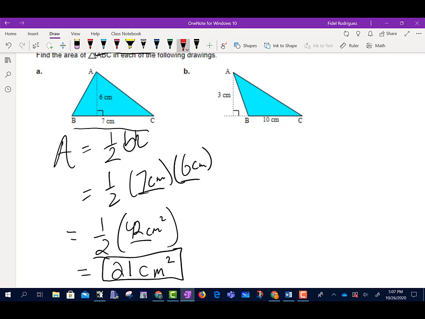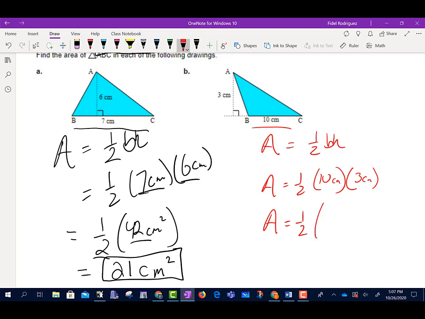Now, let's see if we can find the area of this one. The formula is still the same, 1/2 the base times the height. So 1/2, the base in this case is 10 centimeters times the height, which is 3 centimeters. So this is 1/2, 10 times 3 is going to give me 30 centimeters squared. And then the last part is, what is half of 30?